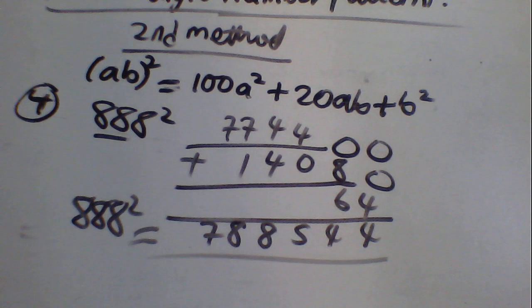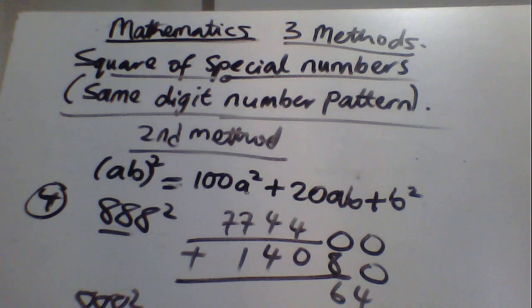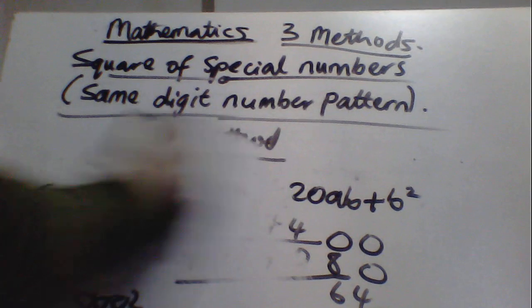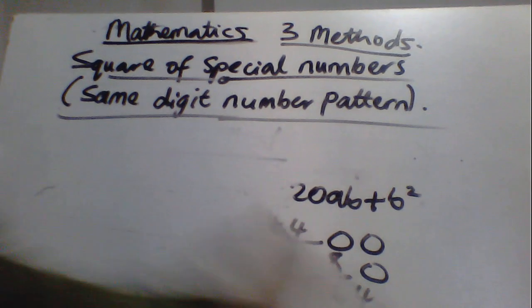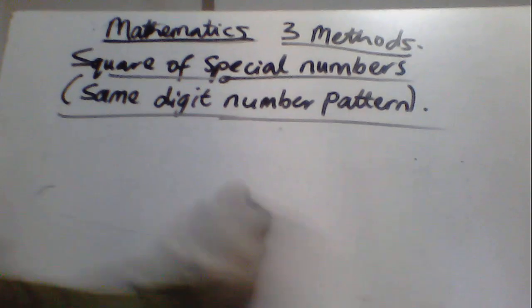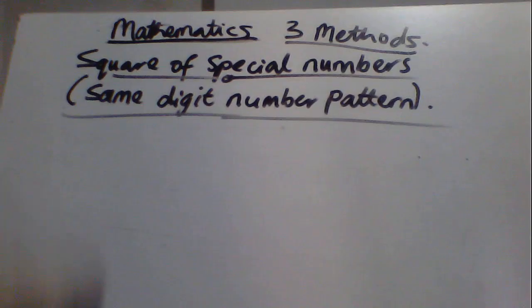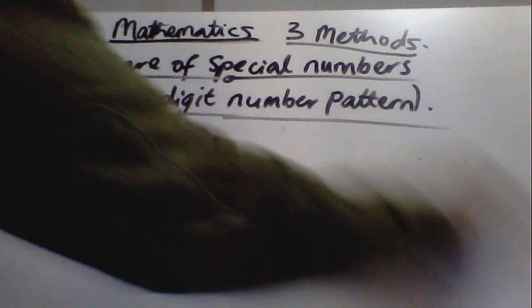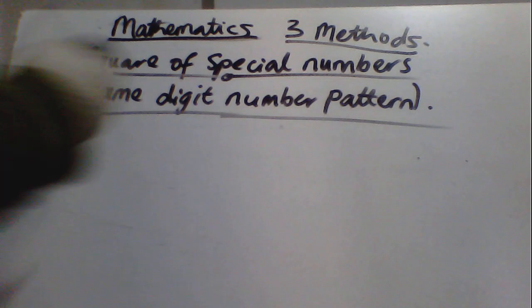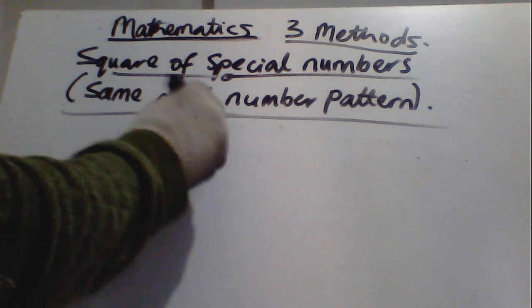So we now have two methods to use to find the square of numbers where all the digits are the same. Now let's look at the third method. The third method is likely to be shifting of digits. Any question? So the third method is what? Digit shifting to the left.